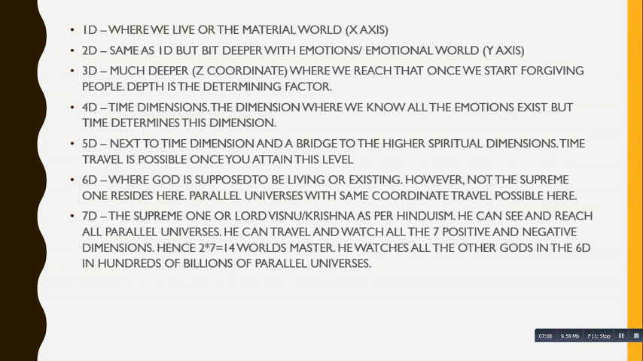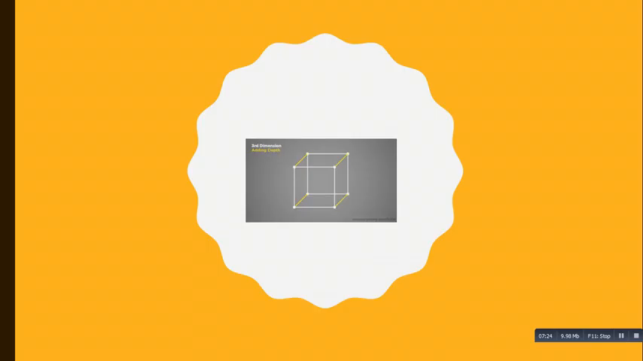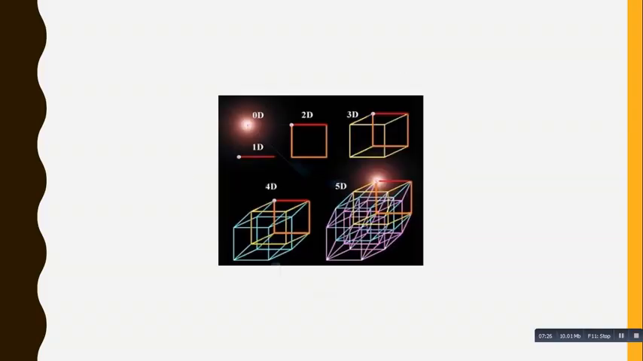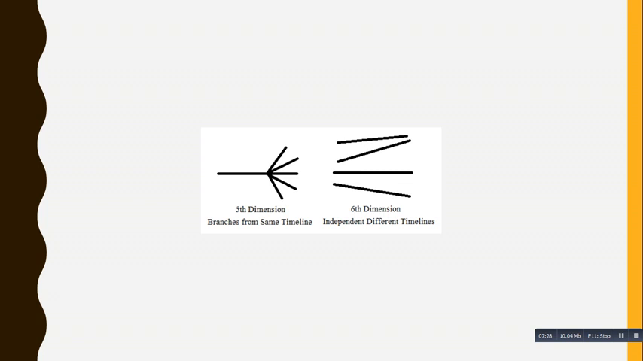No, nothing like that. Now if you see the fifth dimension, where time travel is possible, there are independent different timelines. If you see the sixth dimension and fifth dimension, even in the fifth dimension we can travel to the past and future, through different timelines. But in the sixth dimension, we can travel in different parallel universes with the same coordinates. Now this is it, guys.